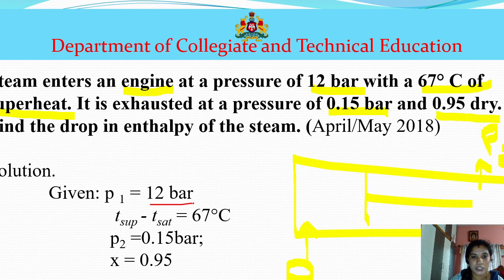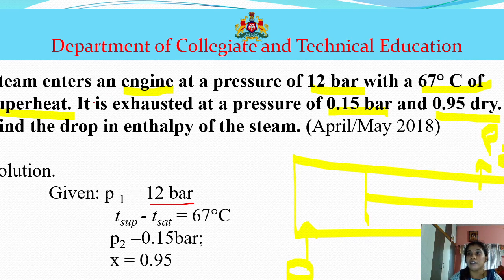This is the initial pressure that they have given. Steam enters an engine at a pressure of 12 bar. So that will be the initial pressure. I'll write it as P1 equals 12 bar, with 67 degrees of superheat.